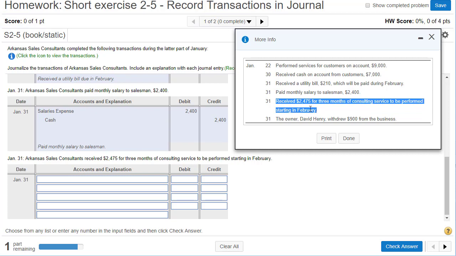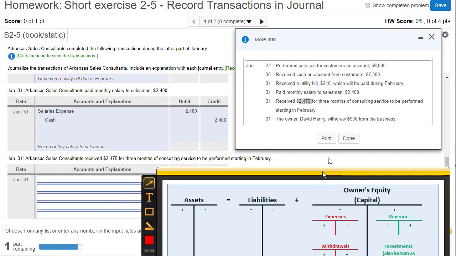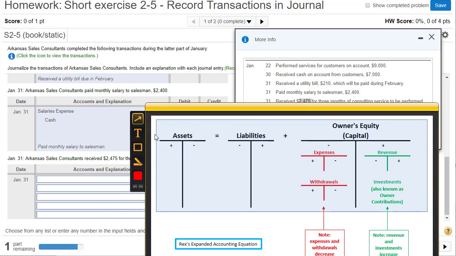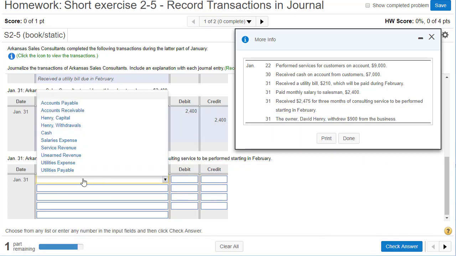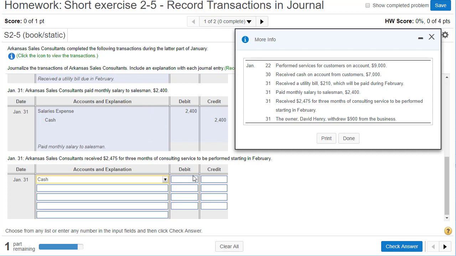But let's start with the account that's easiest to understand. If we received $2,475, that means we have received cash. So cash obviously is an asset. And do we have more cash, meaning it would be a debit, or do we have less cash? Well, obviously, if we received it, cash is going up. So cash is going to be our debit account. And the amount, double click on it, it's $2,475.